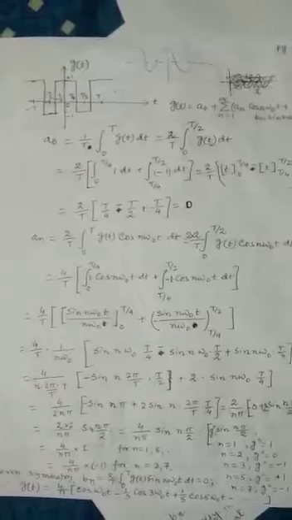Page 5. Okay. Then we have missed one page, page number 2. Here also we have calculated the Fourier series of a square wave, bipolar in this nature.